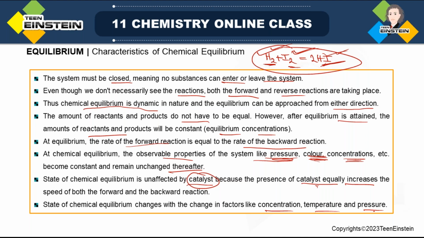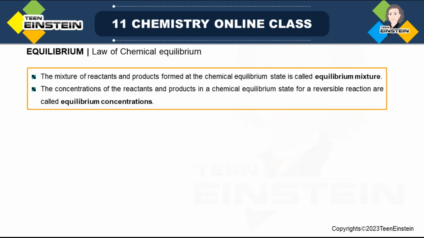Okay, so these are the characteristics of chemical equilibrium. Now, the law of chemical equilibrium. What it says: the mixture of reactants and products that are formed under chemical equilibrium. Just take the example H2 and iodine, you are getting HI. Once the equilibrium is reached, you have a mixture of all these three species, that is, iodine, H2, and HI, together in the equilibrium condition. So this mixture you can call the equilibrium mixture.